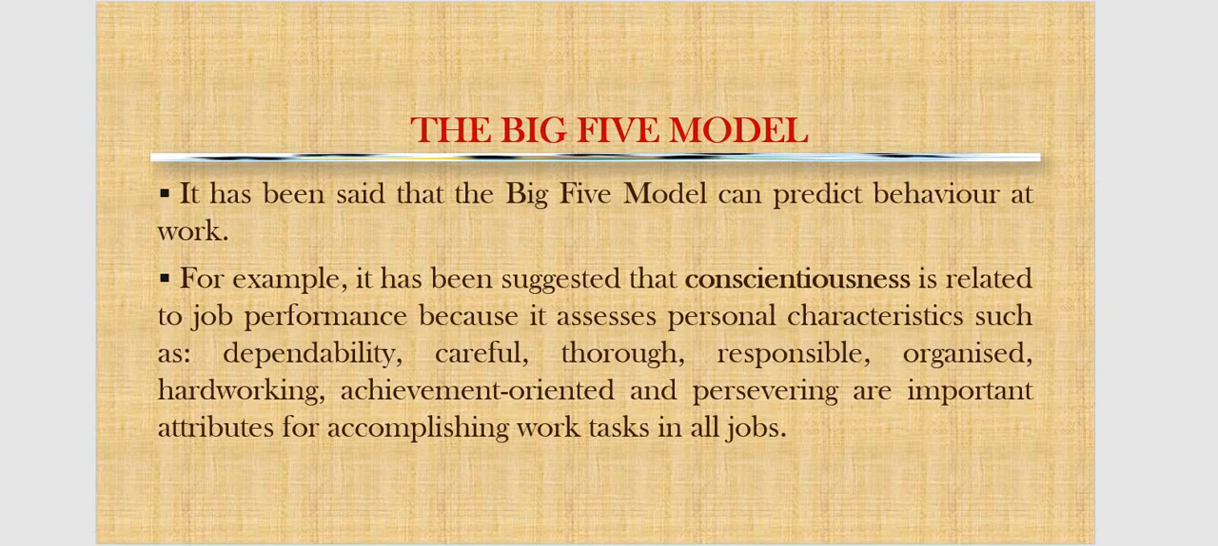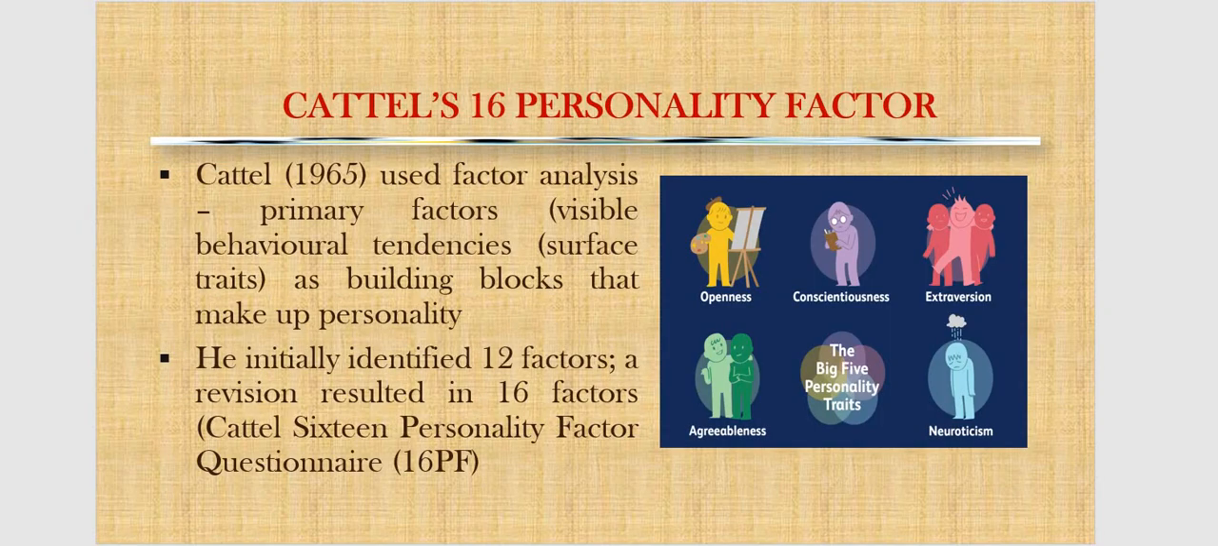Okay. So the next thing we are going to talk about is, for example, conscientiousness being related to job performance, because it assesses personal characteristics such as dependability, careful, thorough, responsible. Because conscientiousness deals with being goal focused, being disciplined, and organized. So that is in relation to organizational behavior. And so that is it.